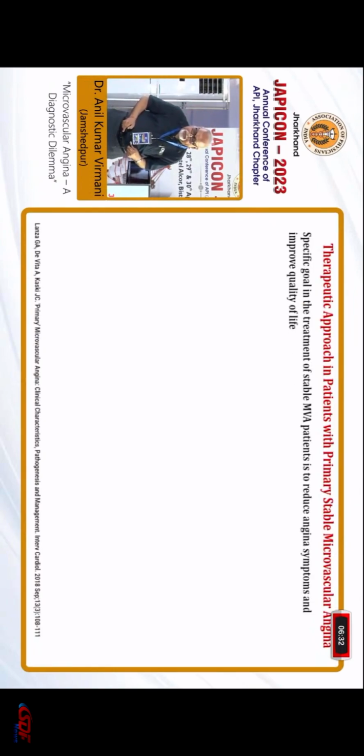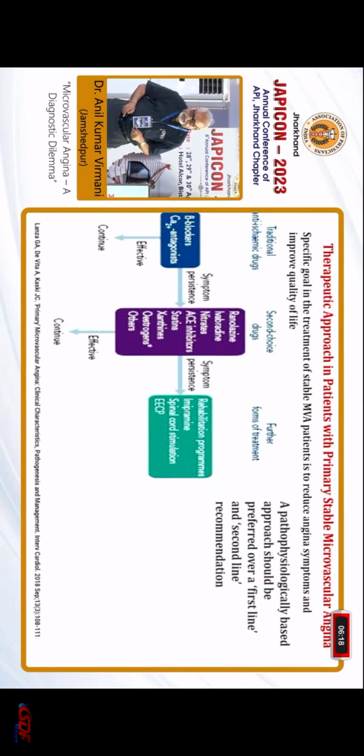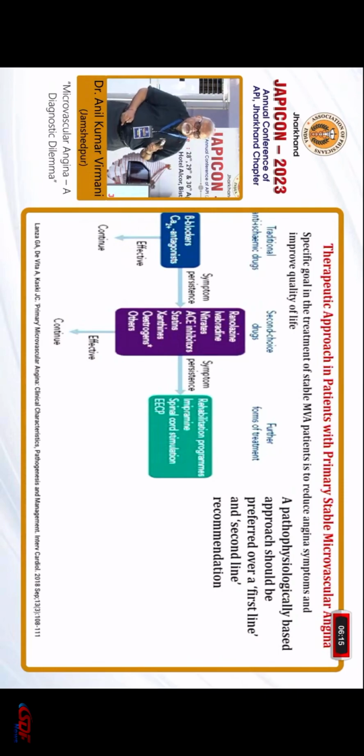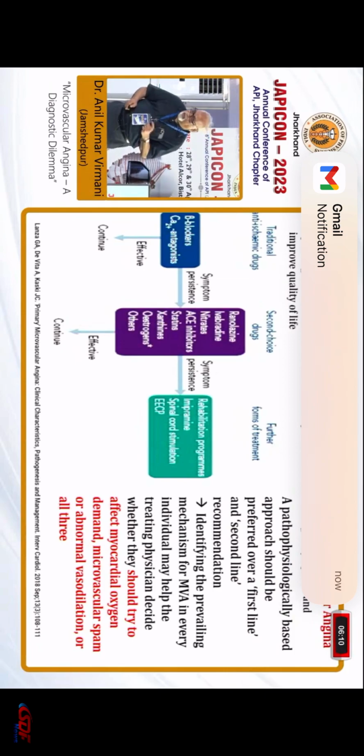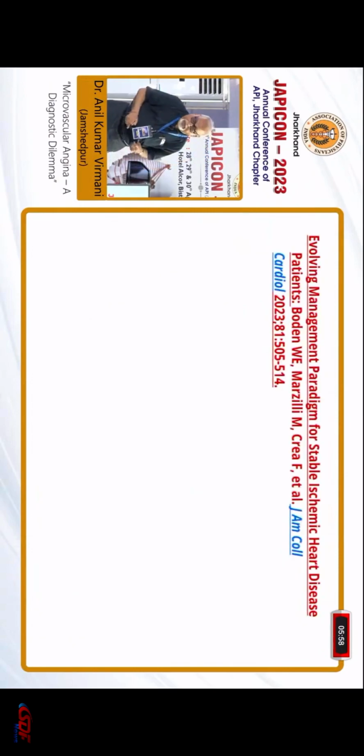So, therapeutic approach, the specific goal in the treatment of stable microvascular angina patients is to decrease the anginal symptoms and improve the quality of life. And after having used all this, the main aim is that you must have a pathophysiological approach in the treatment. And what is that? You should try to affect myocardial oxygen demand, microvascular spasm, or abnormal vasodilatation, or perhaps all the three together. That should be your ultimate aim.